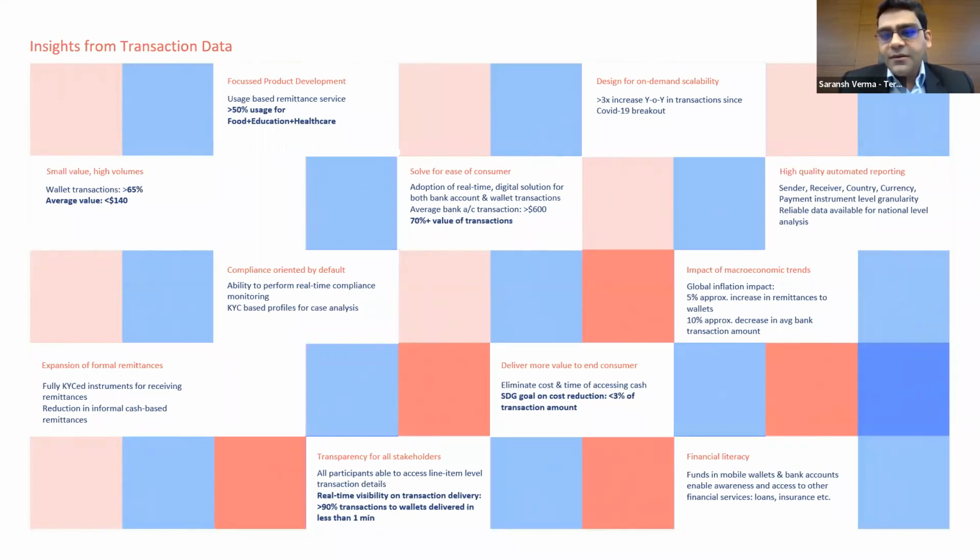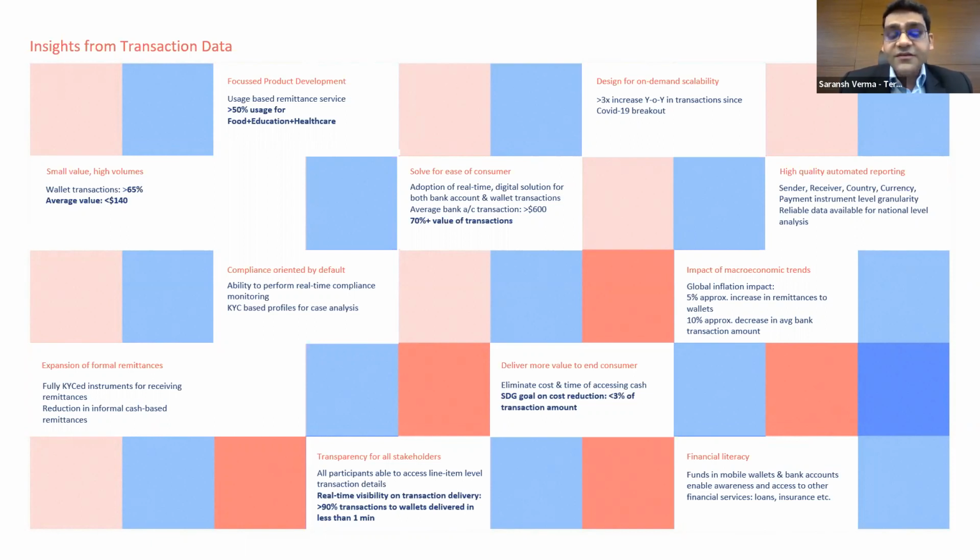In terms of reporting, this allows us to have sender, receiver, country, currency, and payment instrument level granularity across tens of data points in each transaction. As the South African Reserve Bank mandates, we have to provide transaction level reporting to several regulators, and such systems, which are designed for on-demand scalability, help us in doing that in real time as well as over a period of time.